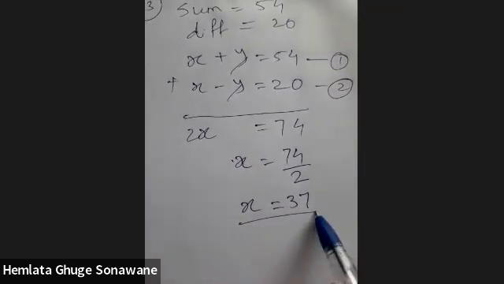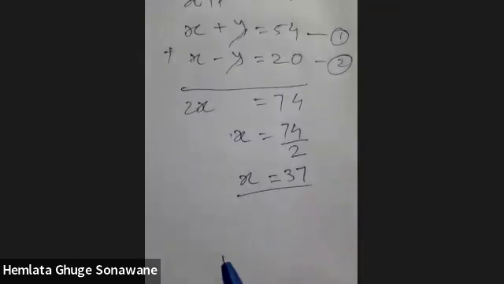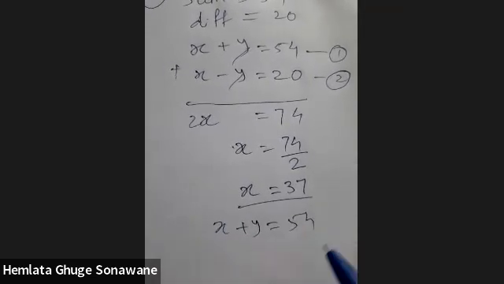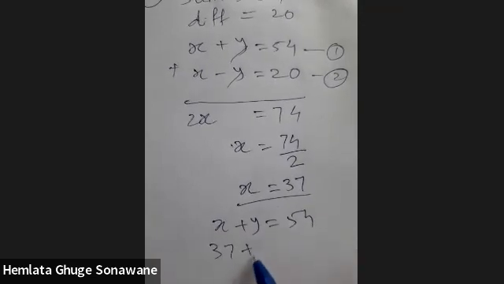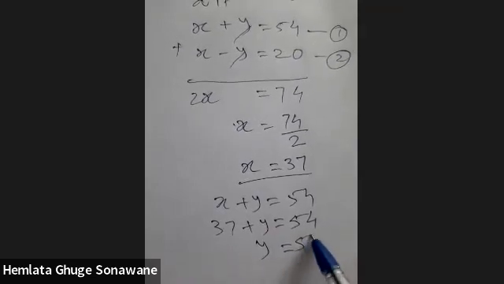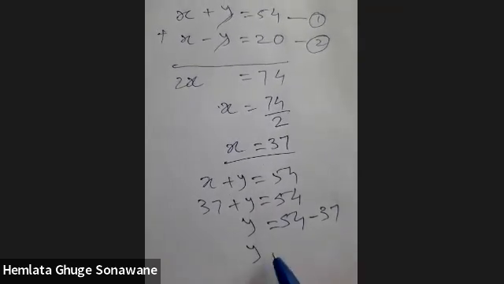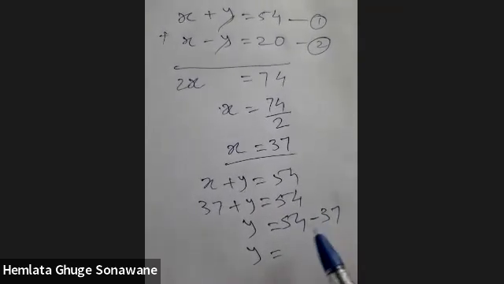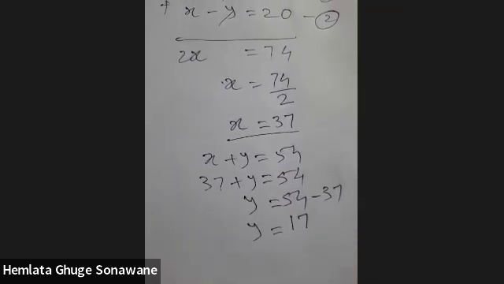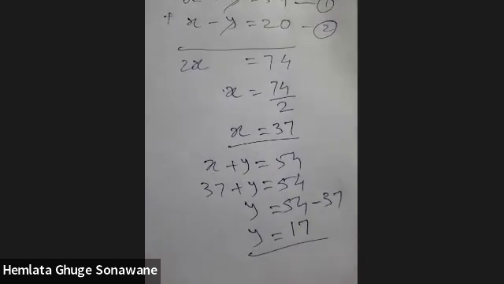Okay, we'll put this value of x into any one of the equations so that we will get the value of y. Here we'll put the value of x into the first equation: 37 plus y is equal to 54. So y is equal to 54 minus 37, taking 37 to the right-hand side, and this becomes 17. Okay, so we have got the value of x as 37 and y as 17.